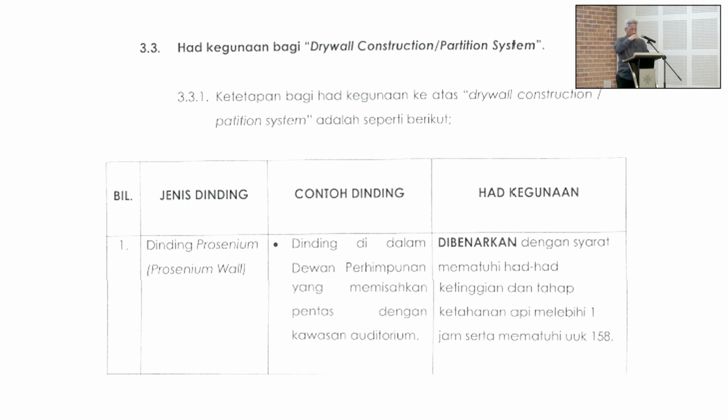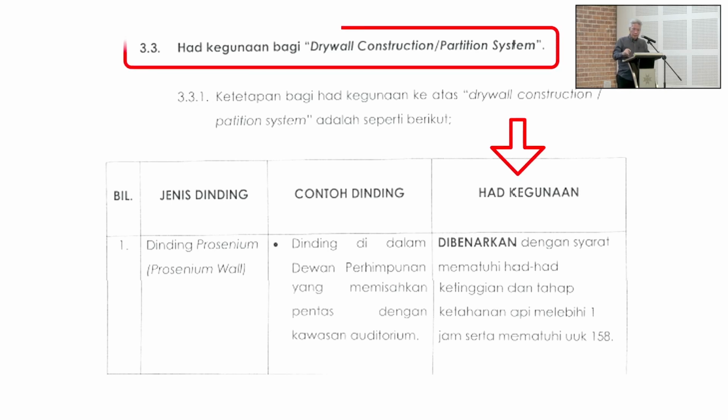First one is a proscenium wall. I didn't talk about proscenium wall because it's just a one-off item. If you're designing a theater, you'll know what to do. So this one is specifically hard kegunaan, drywall construction, and partition system. Very, very specific. And what is the limit of usage? Proscenium wall, never mind. We'll just go run past it.